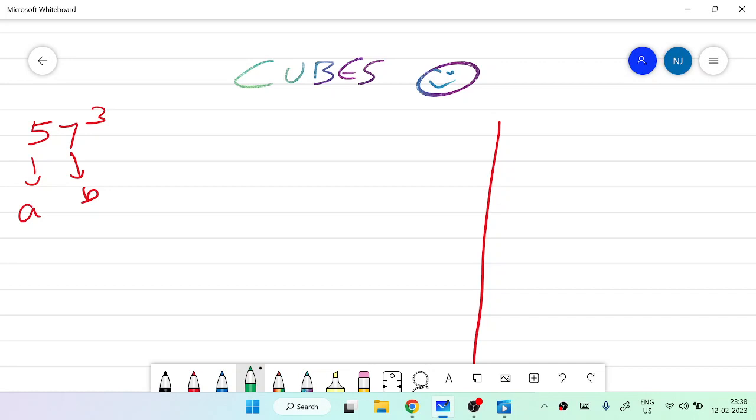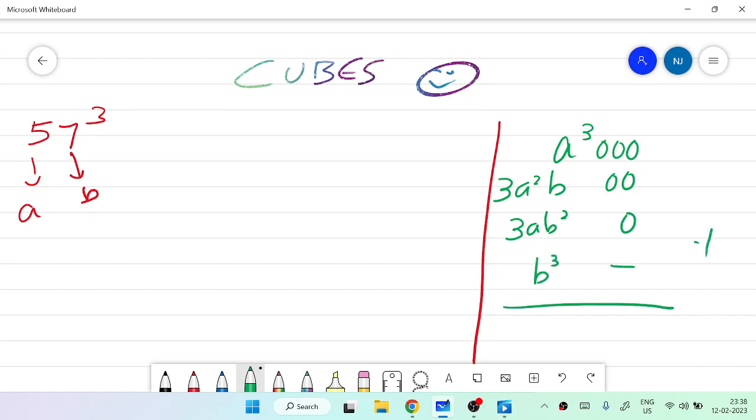First, you have to find A cube, which is 5 cube, and then put 3 zeros. Then 3A square B, and put 2 zeros. Then find 3AB square, put 1 zero. And find B cube, put no zeros, and add all those numbers. You will get the cube of the number.